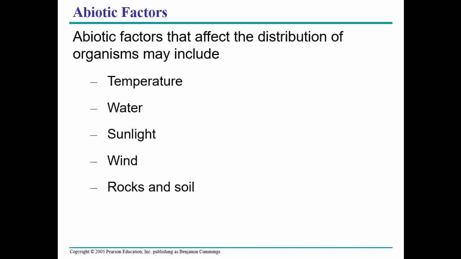And then what about the abiotic factors? Abiotic factors consist of many factors as long as they do not live. Such as temperature, water, sunlight, wind, rock, and soil, and many other factors, air, like minerals and everything. So as long as they are not living, we call them abiotic factors.